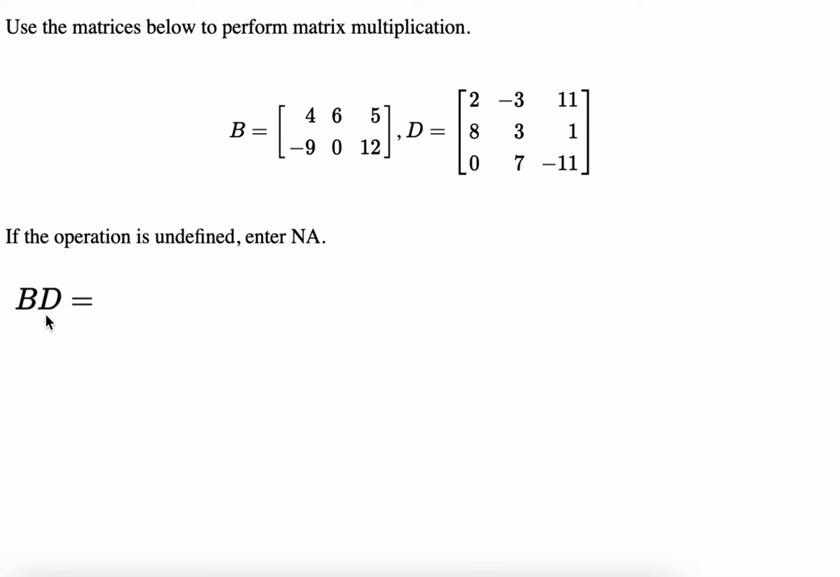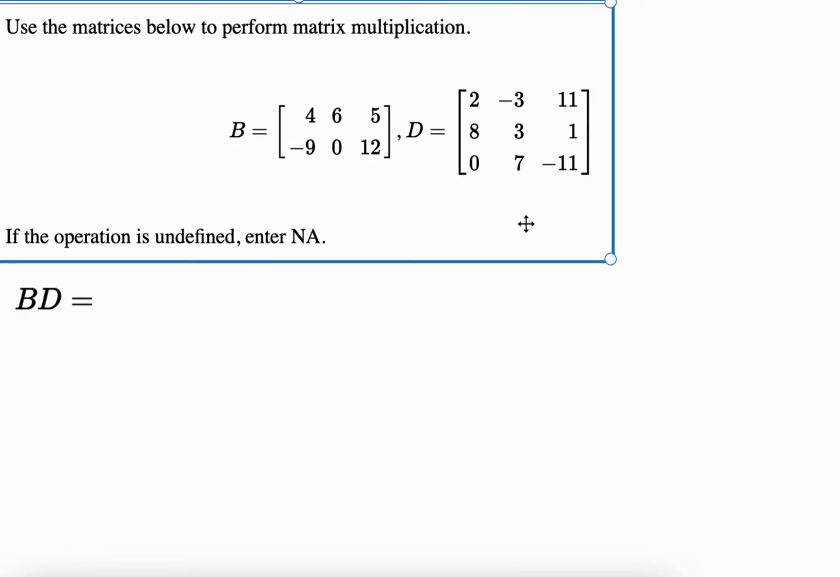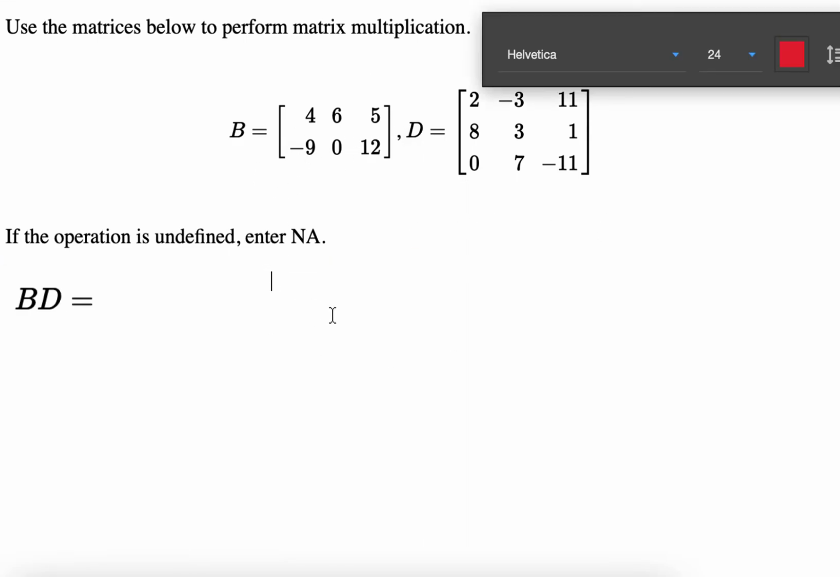Matrix B times matrix D. So let's first make sure that these two matrices conform to multiplication. Matrix B has 2 rows and 3 columns, so that's the dimensions of matrix B. And matrix D has 3 rows and 3 columns. So the inner dimensions match. That means we're going to have a 2 by 3 matrix to finish this one out.